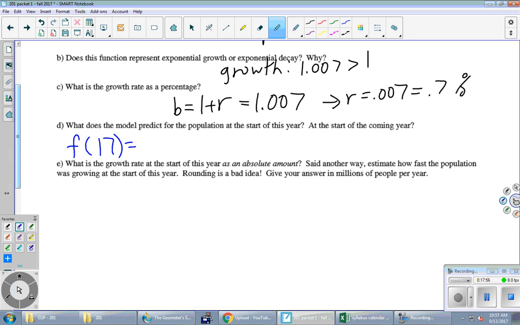And then how about at the start of the coming year? F of 18, all right, so can somebody who's not already doing the 17 calculation do the 18 calculation? So we're just typing into a formula. We'll get a couple of numbers and then we'll write them down. Who's got it? Anybody got 18 for us?